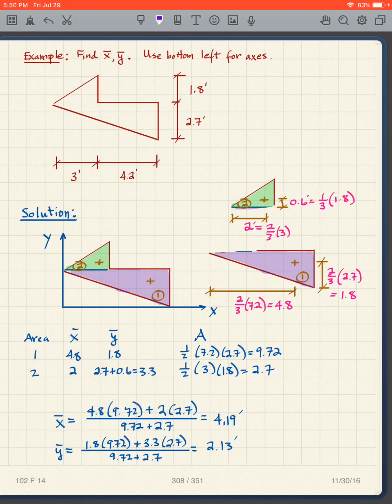Okay, so again, using the 1/3, 2/3 rule. If I'm looking at the upper triangle, I know that in this direction it's 1/3 times the leg length. The leg length is 1.8. And in this direction, it's 2/3 times the length of the leg, which is 3.